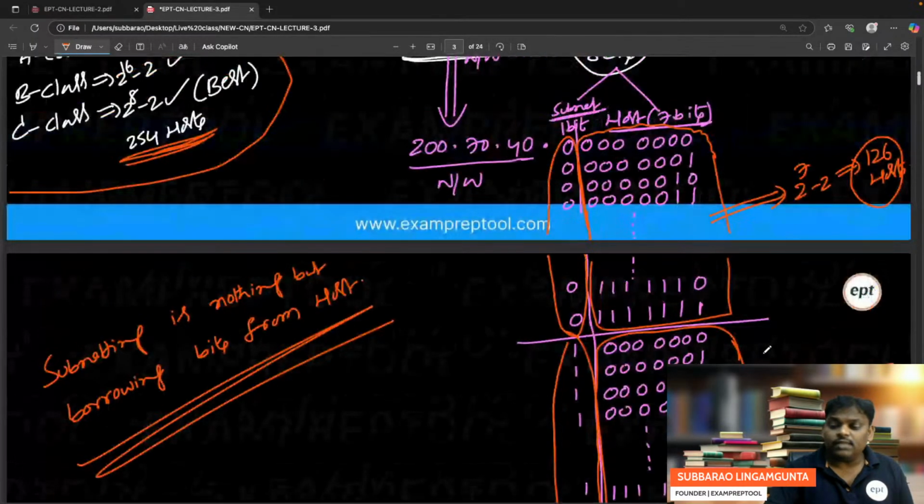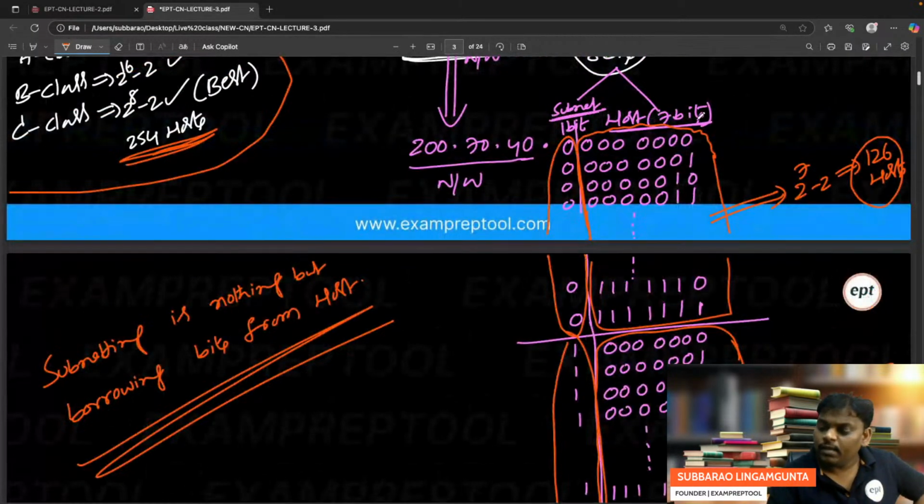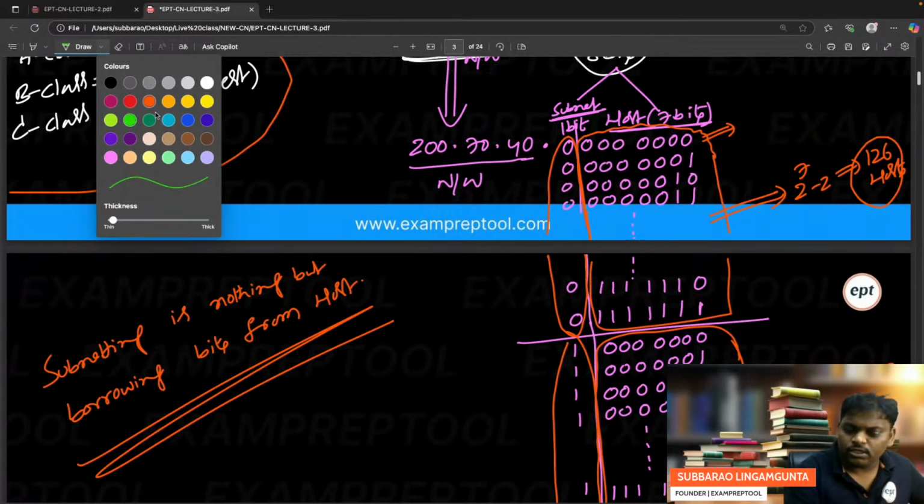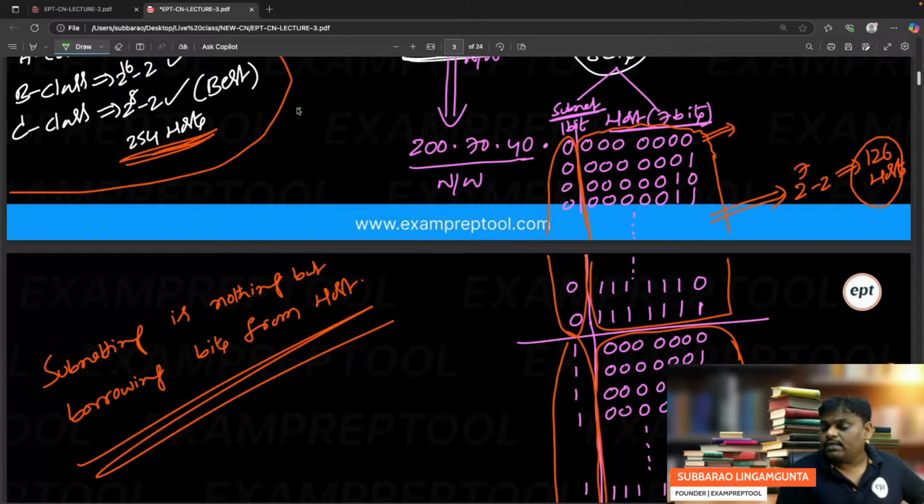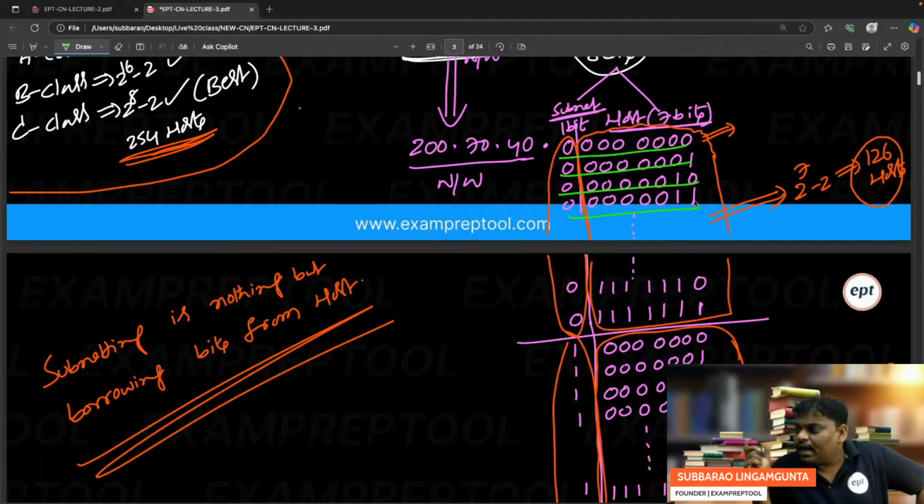Some people are asking, sir, if I take the first half, what is the IP? Remember, IP always contains 4 octets. Please try to understand. You do whatever way you want, finally, IP means 4 octets. So suppose I want 100 hosts. You can take the first subnet or you can take the second subnet. If you take the first subnet, you will get 126 hosts, right?